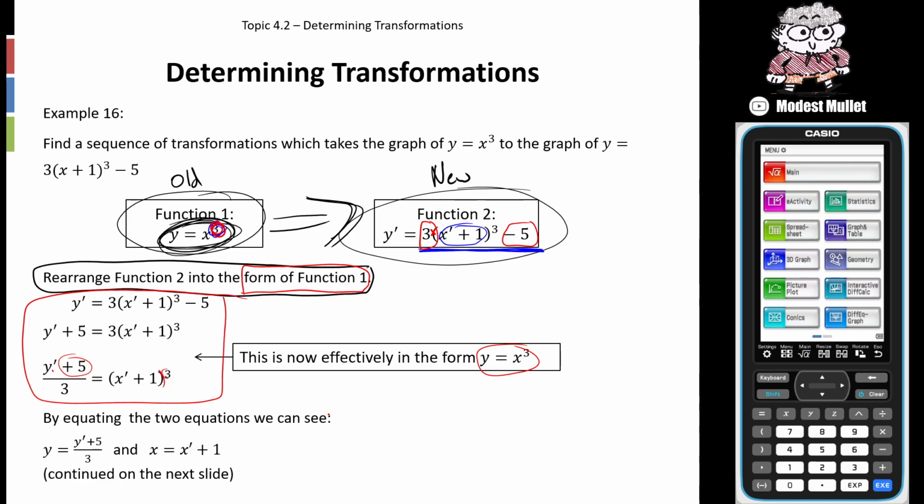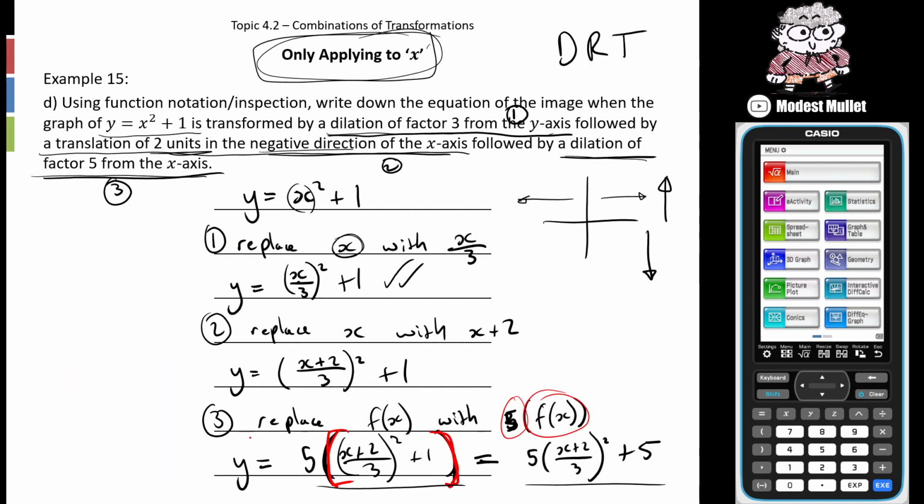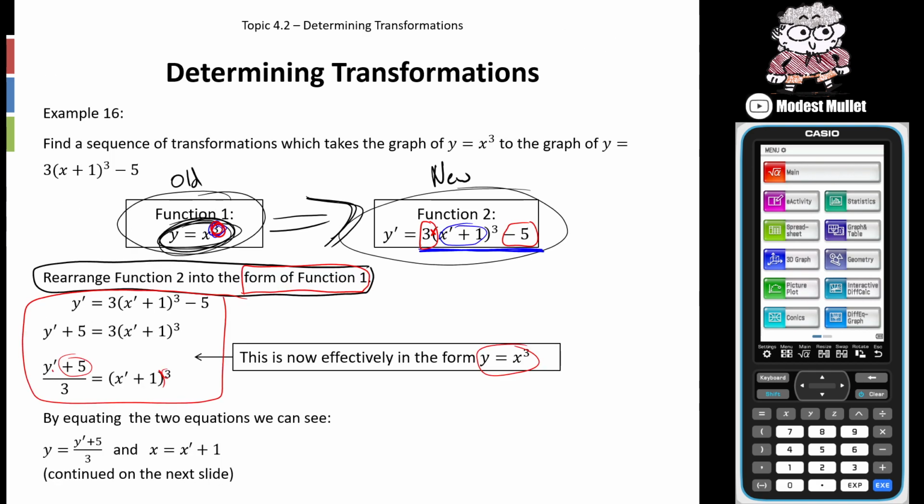From here, we work backwards. If we think of what we did here, in this problem we have this form. What we can do is equate our coordinates or our variables in reverse. So if we write technically the functions, let's write them above each other: y equals x cubed, and we also have y dash plus 5 on 3 equals x dash plus 1 cubed.